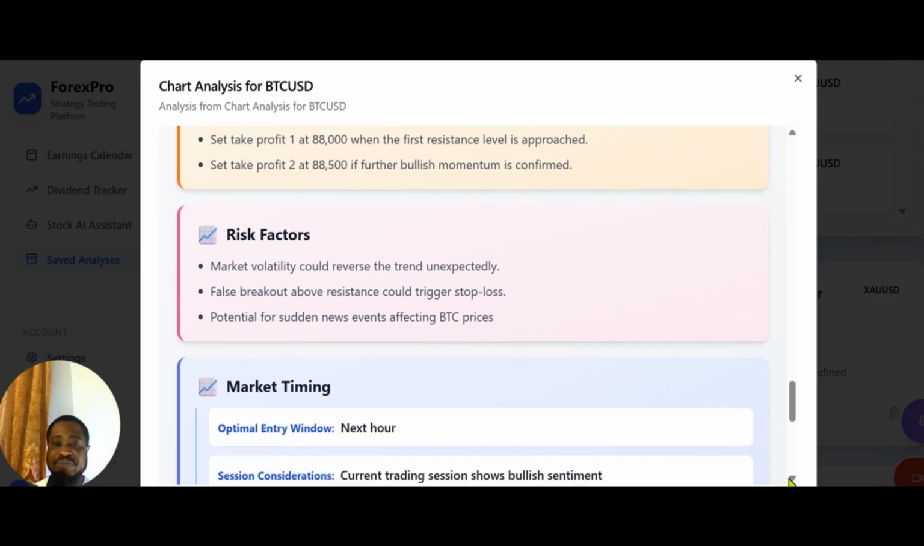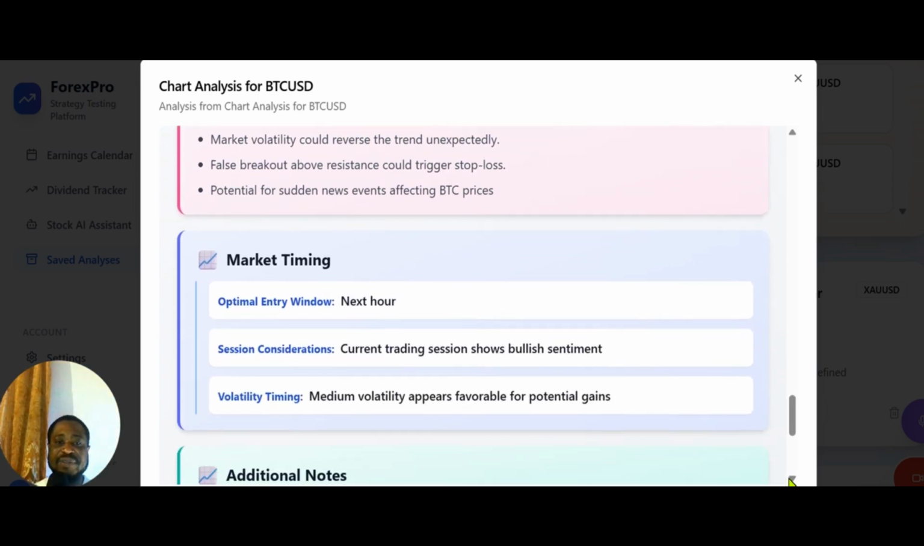Now let's go to market timing. It said the next optimal entry window is the next 1 hour. The trade was given to us around 4 p.m. Europe time, that's Berlin time, and it was telling me that I should expect an entry in around 1 hour.